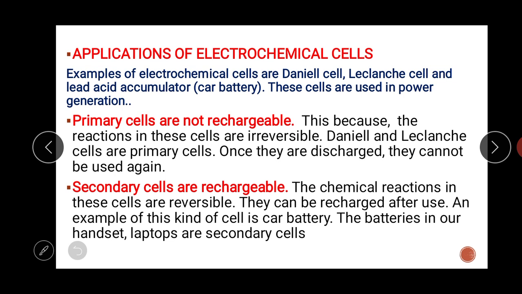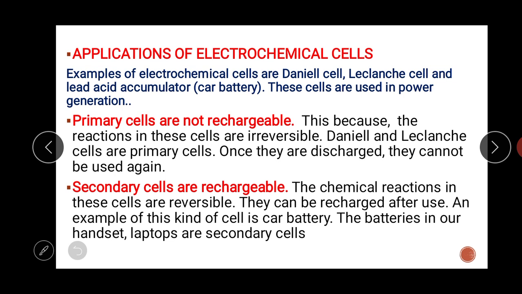The primary cells are not rechargeable because the reactions in the cells are irreversible. The reactions at the cathode and anode cannot be reversed. Once they are discharged, they cannot be used again. They are irreversible. So whenever we have a primary cell, the reaction cannot be reversed. But in the secondary cell, the reaction is reversible.